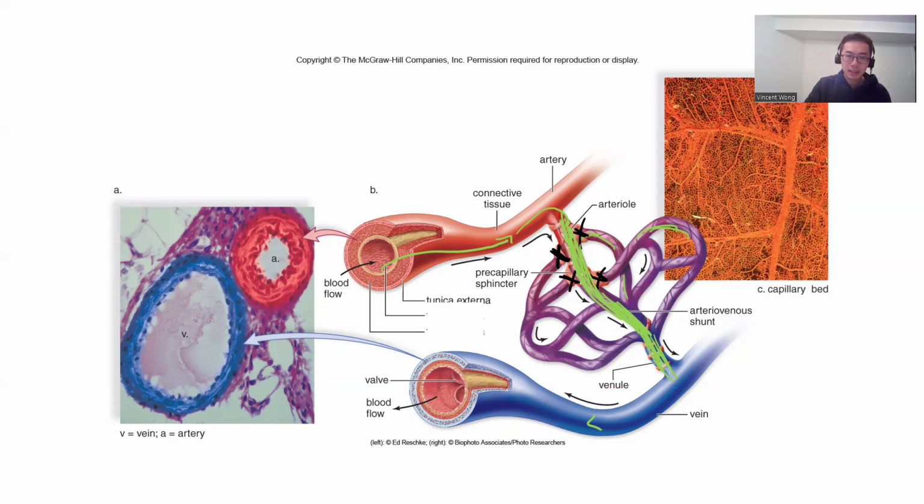Okay. Vincent, so these precapillary sphincters are like blood vessels too. They are part of the blood vessel. That's right. Oh, okay. Yeah.